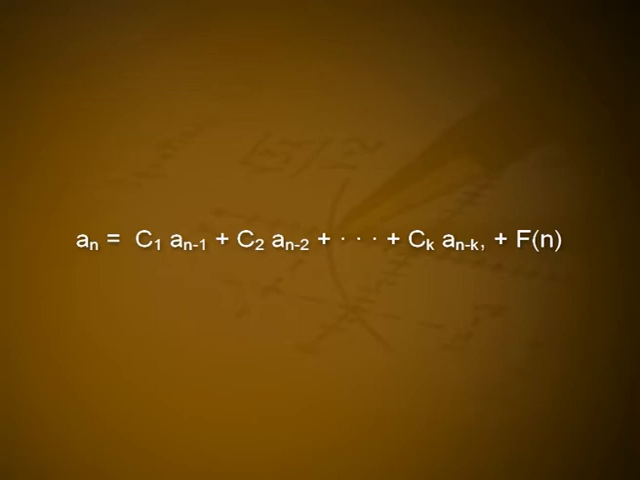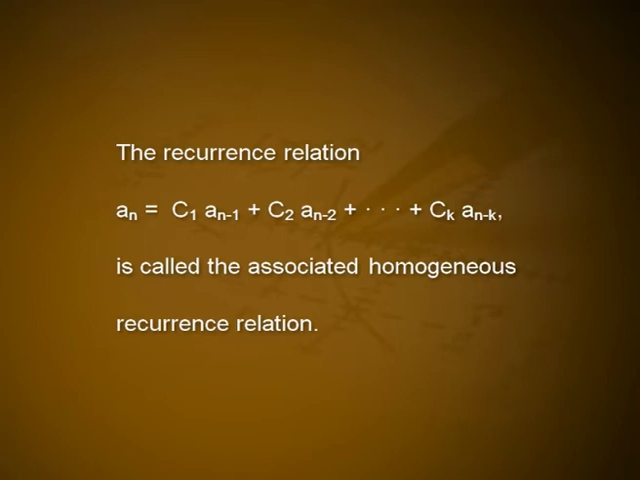A recurrence relation of the form a_n = c_1 a_{n-1} + c_2 a_{n-2} + ... + c_k a_{n-k} + F(n), where c_1, c_2, ..., c_k are real numbers and F(n) is a function not identically 0 depending only on n. The recurrence relation a_n = c_1 a_{n-1} + c_2 a_{n-2} + ... + c_k a_{n-k} is called the associated homogeneous recurrence relation. It plays an important role in the solution of the non-homogeneous recurrence relation.